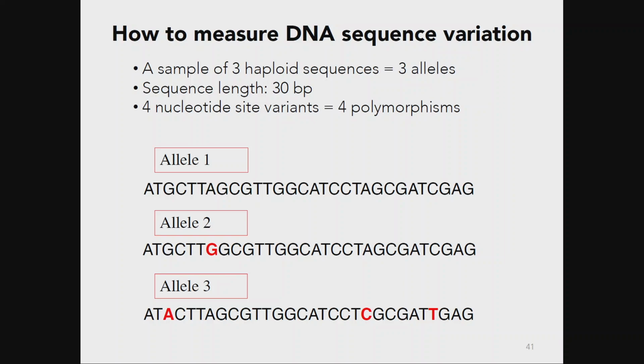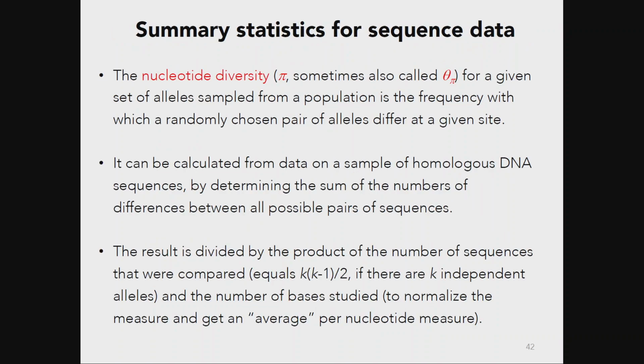So how can we pack this into numbers to figure out how much variability there is? To do that, we are going to use a summary statistic that is called nucleotide diversity. Sometimes it's also called nucleotide heterozygosity. The symbol that we often use for this is pi, and sometimes it's also called theta pi. So you will often see that symbol.